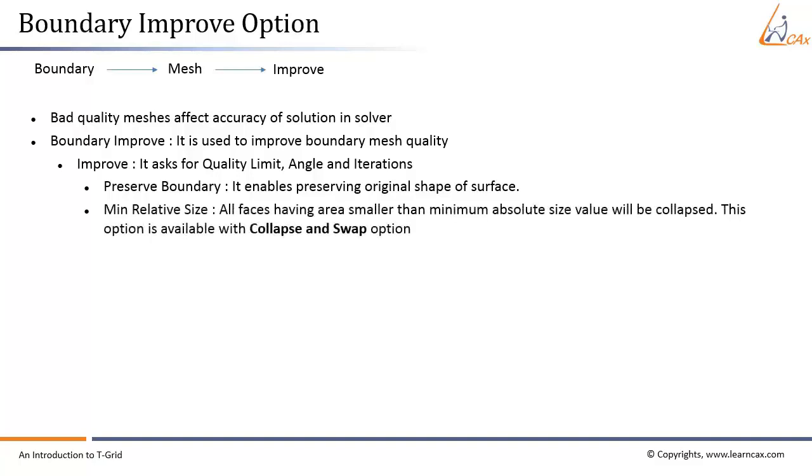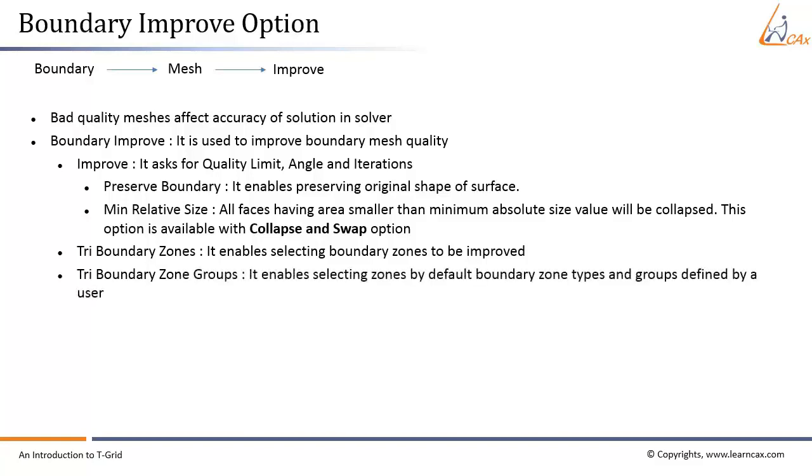Minimum relative size. All faces having area smaller than minimum absolute size value will be collapsed. This option is available with collapse and swap option under area as a quality measure. Try boundary zones. Try boundary zones contain a list from which you can select individual boundary zones to be improved. Try boundary zone groups. Try boundary zone groups contain a list of the default boundary zone types and user-defined groups.